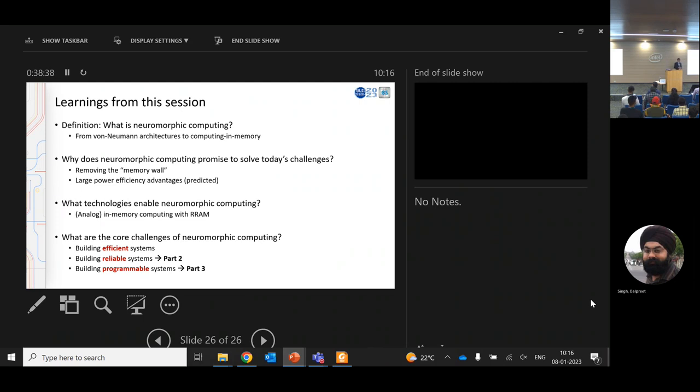And then what are the core challenges? The first one was building efficient systems. This is what I tried to highlight in terms of system architecture, that if you have this hierarchical design, this is really relevant for building efficient systems. But we are not computer architects per se. We are more from the reliability and the programmability, like compiler design, part. So our next parts are going to address two other challenges. First, building reliable systems. This is what Letizia is going to do next. And then in the final part, I'm going to discuss how to make these systems programmable from a software perspective.